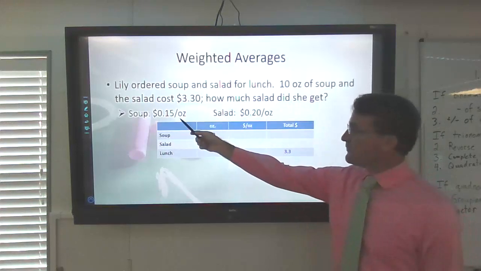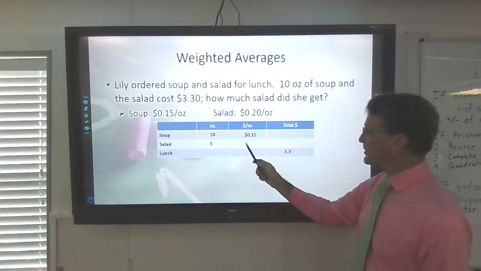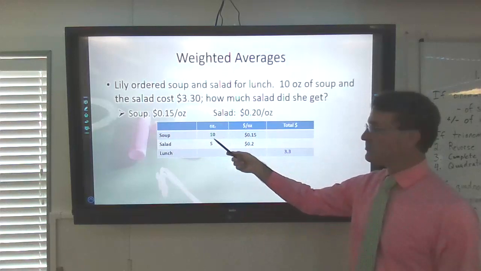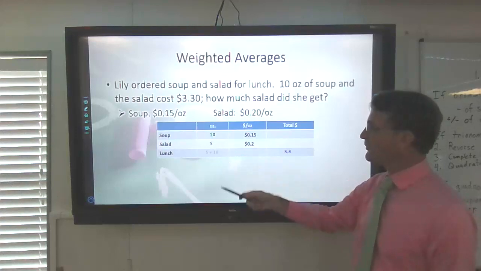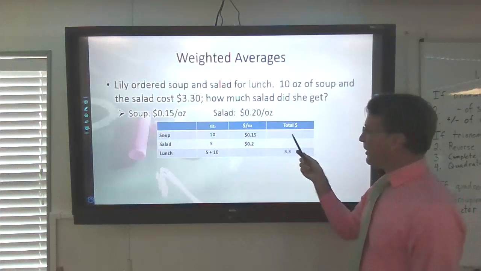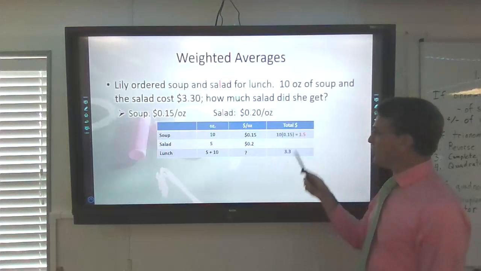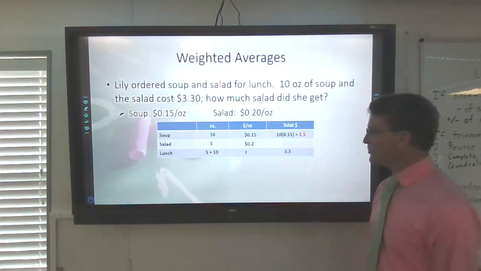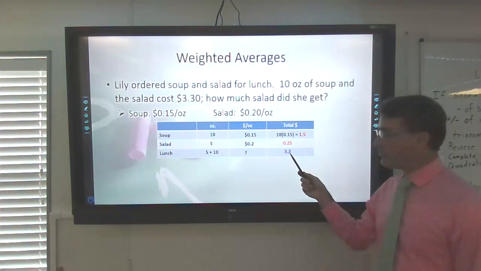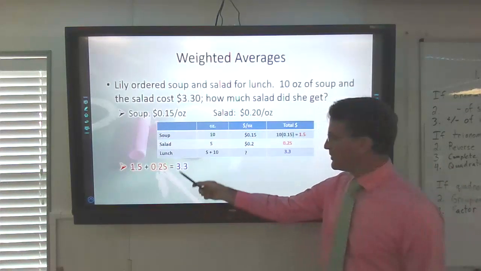The soup costs 15 cents per ounce, so I'm going to put 0.15 right there. The salad costs 20 cents per ounce, I'm going to put the 0.2 right there. The total lunch is going to be the 10 ounces of soup plus her salad, so I have 10 plus S. If I multiply across, 0.15 by 10 gives me 1.5, and this is going to be 0.2S. I know that these two added together should give me 3.3. So I have 1.5 plus 0.2S gives me 3.3.